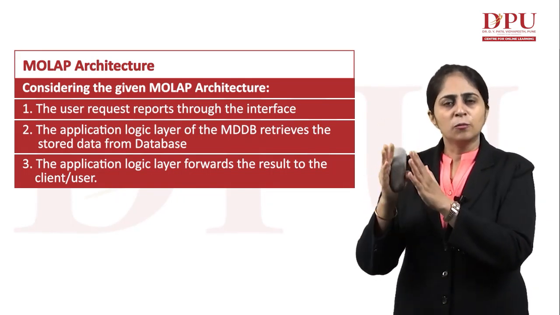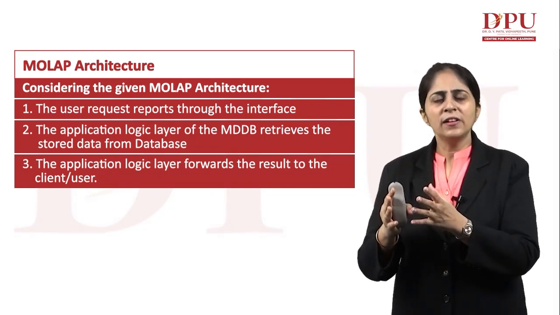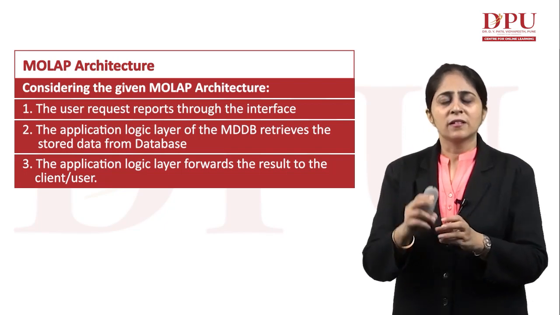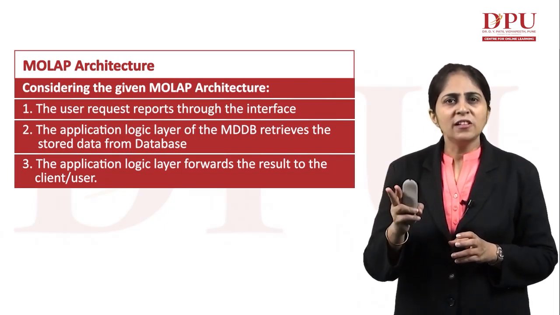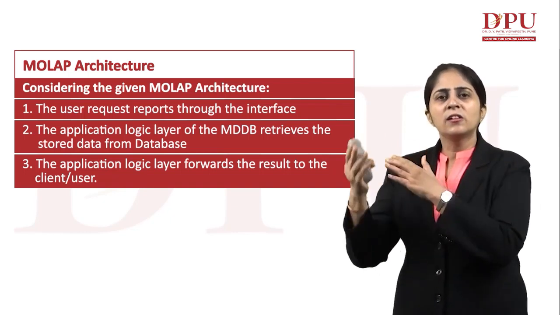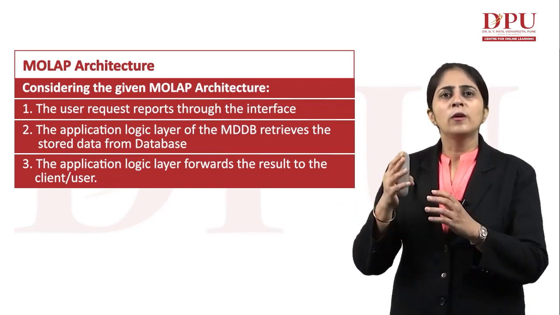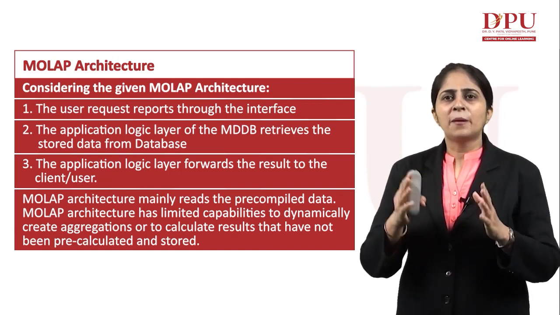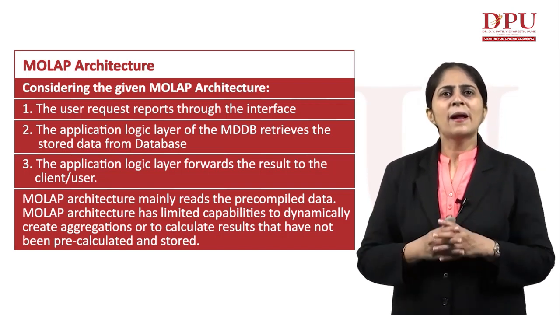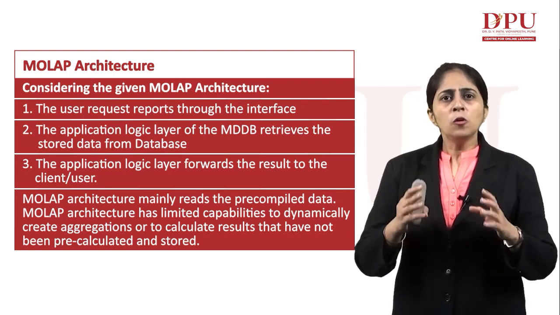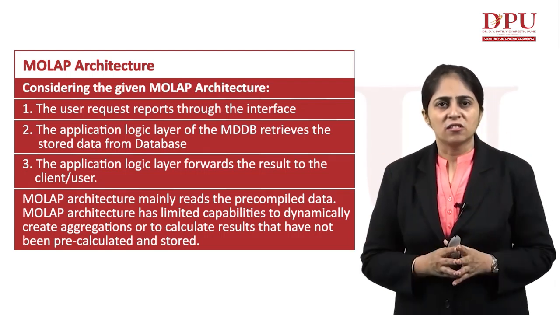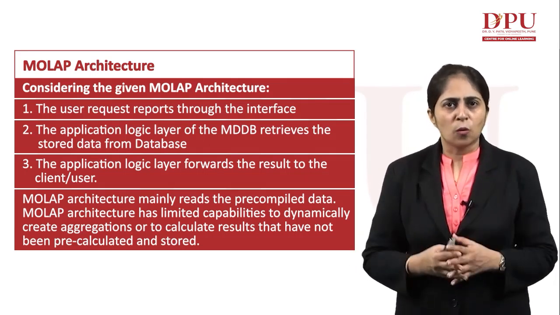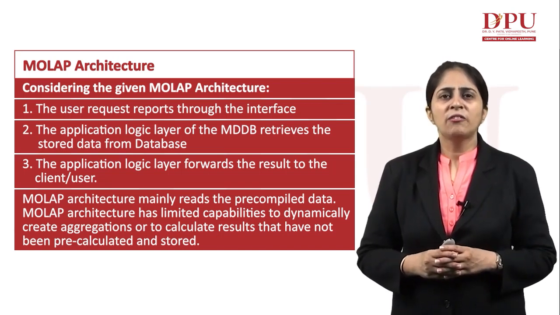So, first of all, the user will request the data through the interface. The second step is the application logic layer, which will retrieve the stored data from the database. The third step is again the application logic layer, which will forward that result to the particular client or user who asked for that data. The OLAP architecture mainly reads the pre-compiled data. It has limited capability to dynamically create aggregations or to calculate results that have not been pre-calculated and stored. Let us understand it with the help of an example.